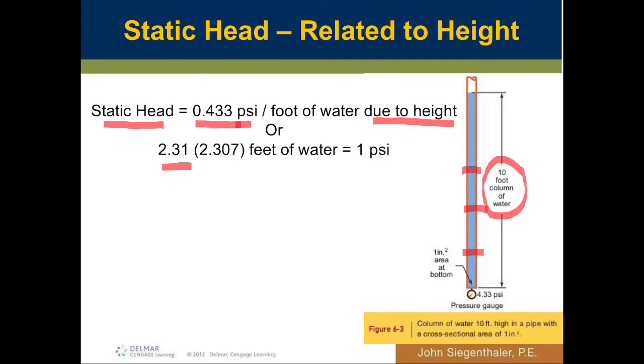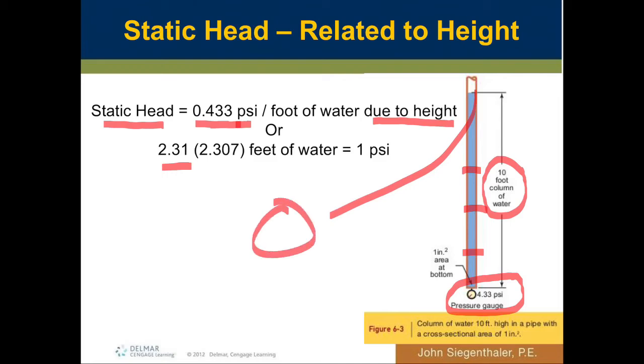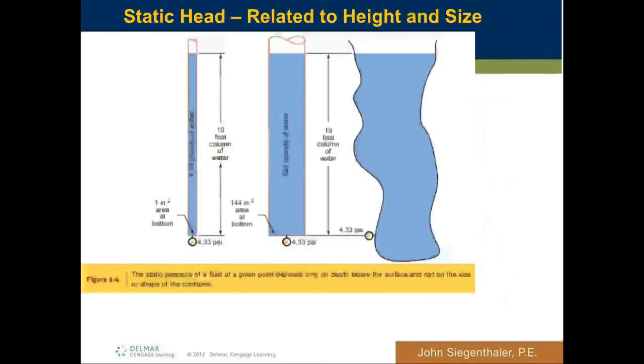So in this example, when I'm looking at a 10-foot column of water, that will yield 10 times 0.433 psi, which would give me about 4.33 psi. Now the assumption here is that up at the very top, that would become 0. And we'll look at more of that.